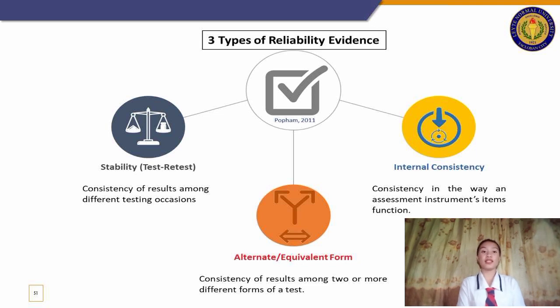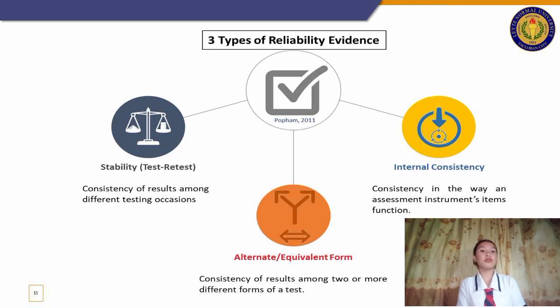So alternate or equivalent form reliability assesses the consistency of results among different versions or forms of a test. This is particularly useful when researchers want to ensure that different versions of a test are interchangeable and measure the same construct. For instance, if a psychology test has two different versions, alternate form reliability will examine whether individuals perform similarly on both versions, indicating that the forms are equivalent.